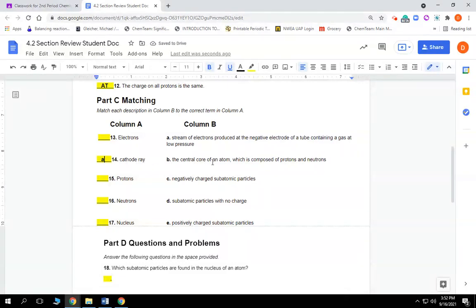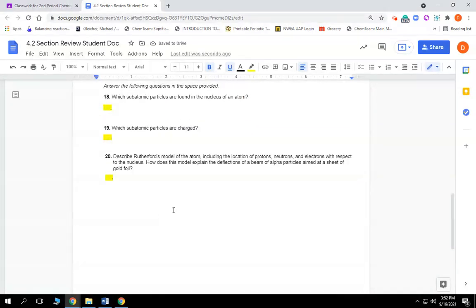The central core of an atom, which is composed of protons and neutrons. That is going to be the nucleus, so that'll be B. Negatively charged subatomic particles. That's going to be C right there, electrons. Subatomic particles with no charge. That's going to be D, neutral, for neutrons. And then positively charged subatomic particles are going to be the protons. Okay, let's scroll down to our next one.